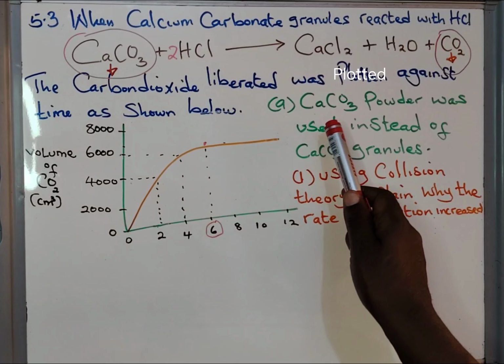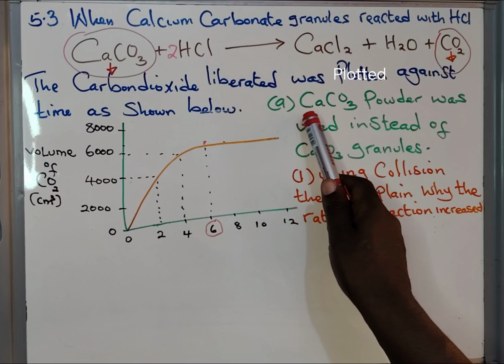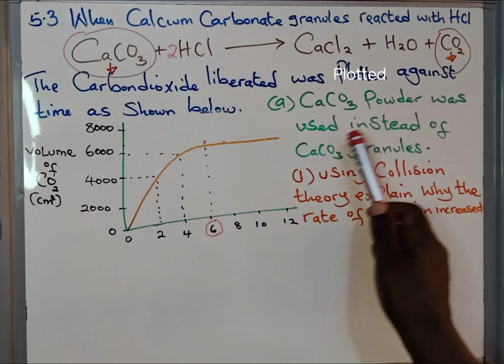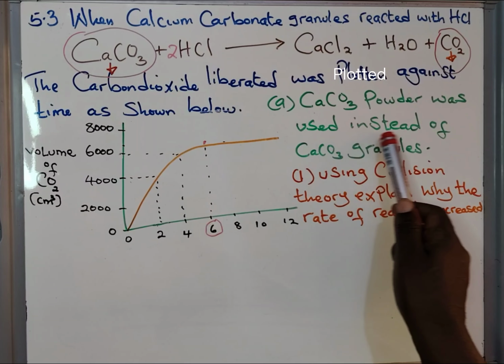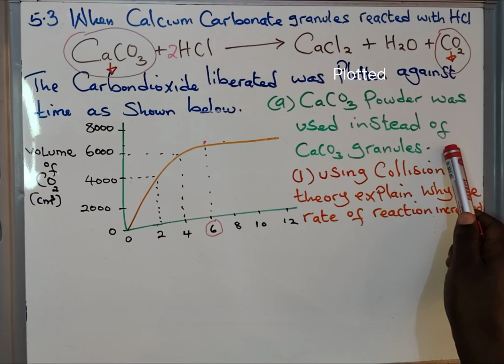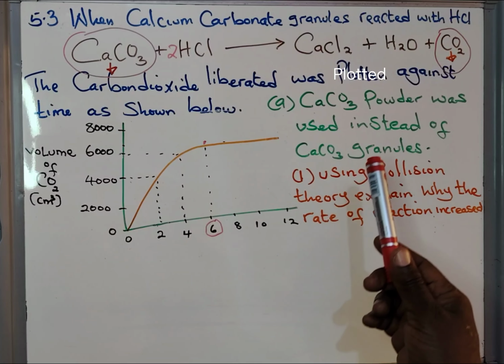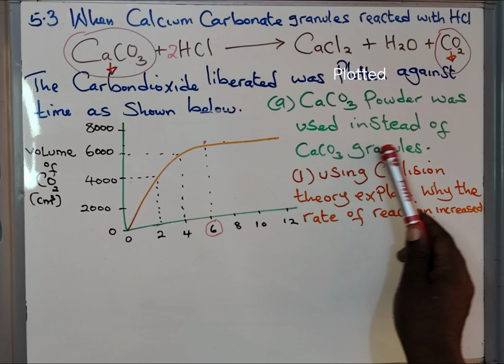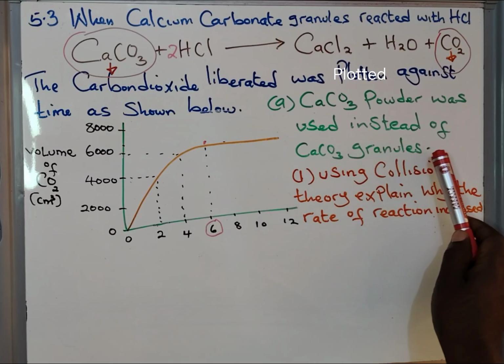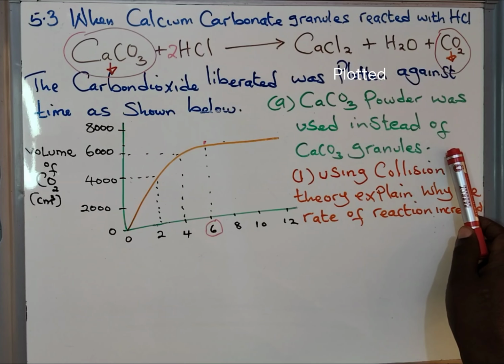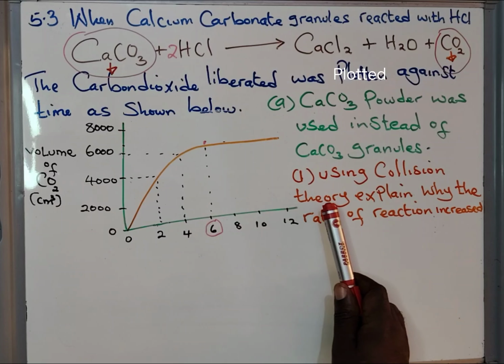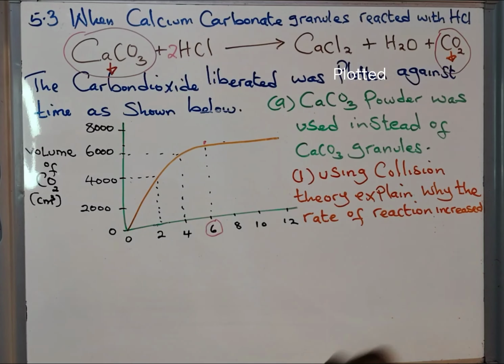And here they said that calcium carbonate powder was used instead of calcium carbonate granules. We have to remember that initially we had granules. Now granules are being substituted with calcium carbonate powder. And they say, using collision theory, explain why the rate of reaction increased.